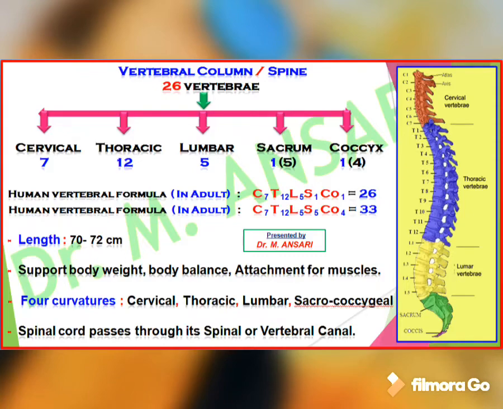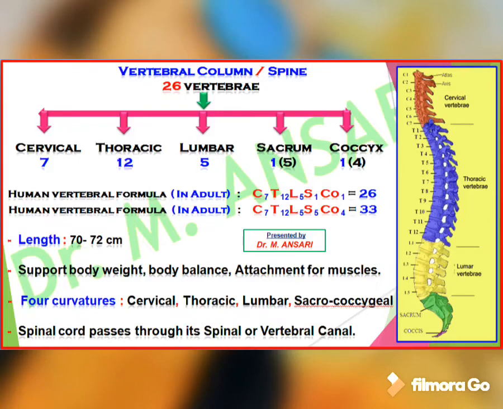While in children, the human vertebral formula is given in the form of C7, T12, L5, S5, CO4 equals 33. It means in younger children a total of 33 vertebrae are present. This 33 counting is because of separate counting of 5 sacral vertebrae and 4 coccygeal vertebrae.